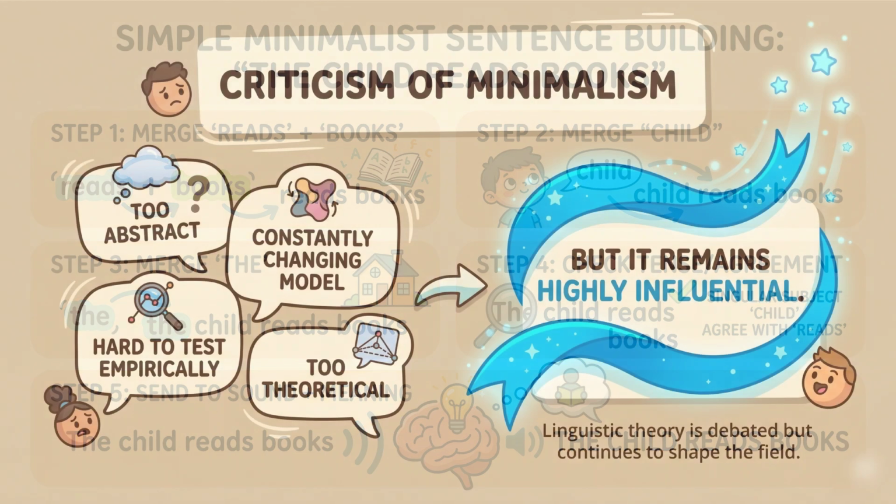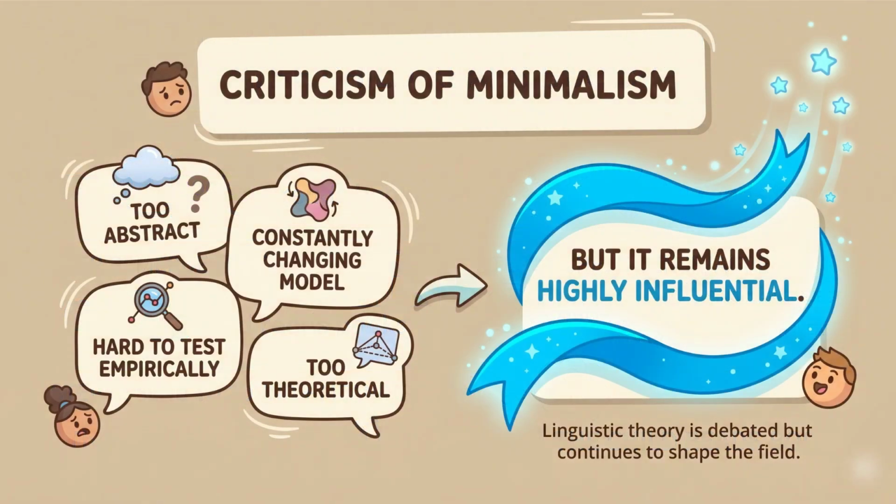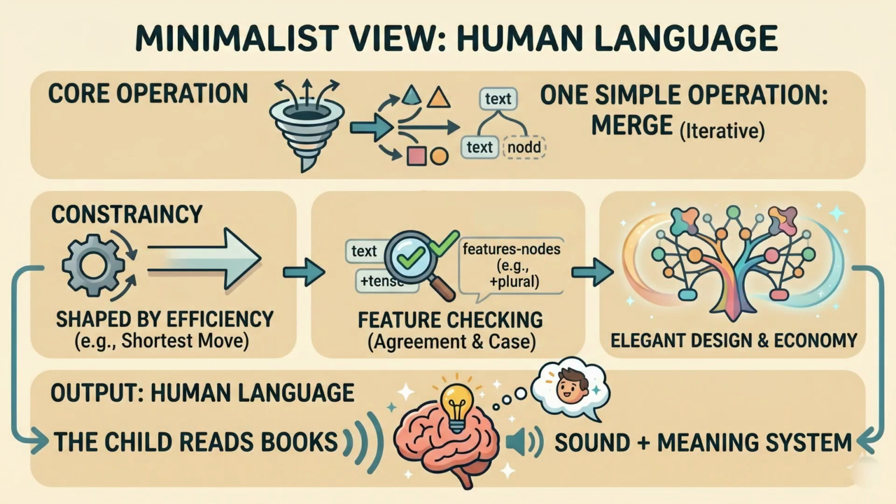Done. Criticism of minimalism. Some scholars say, too abstract. Constantly changing model, hard to test empirically, too theoretical, but it remains highly influential. Minimalism says human language may be built from one simple operation, merge, and shaped by efficiency, feature checking, and elegant design.